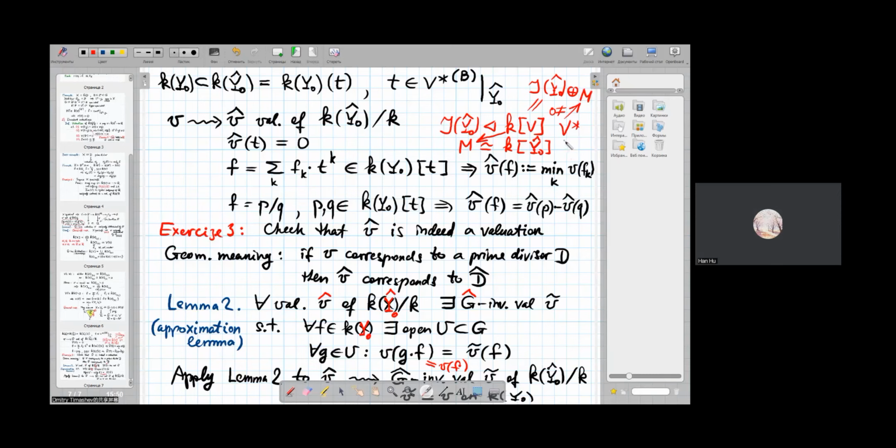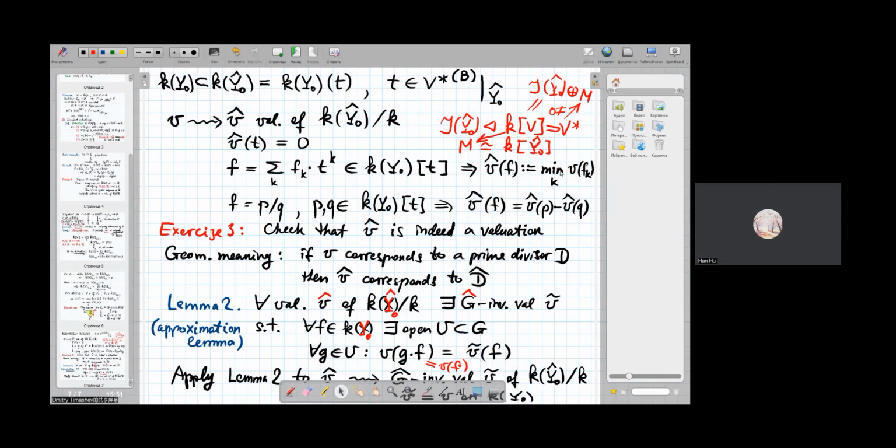So here the arrow from V star to M is just a projection map, because this V star is contained in here. And you have a projection map from K of V to M, which is identified with the factorization by this vanishing ideal. Okay. Good.